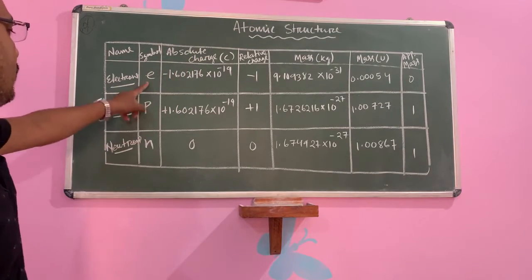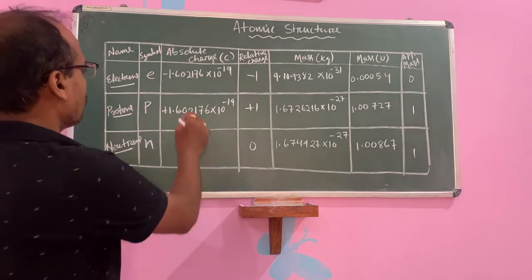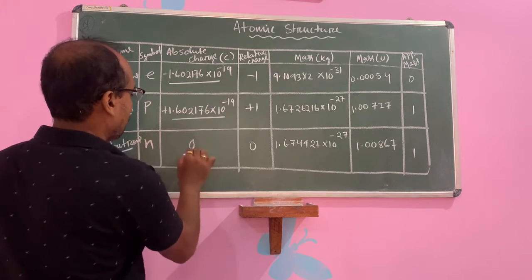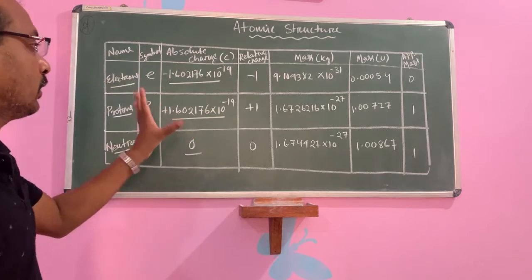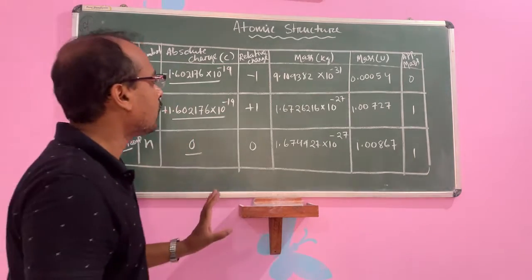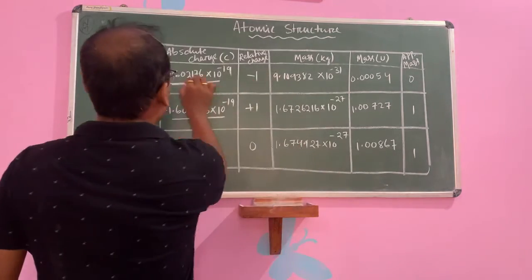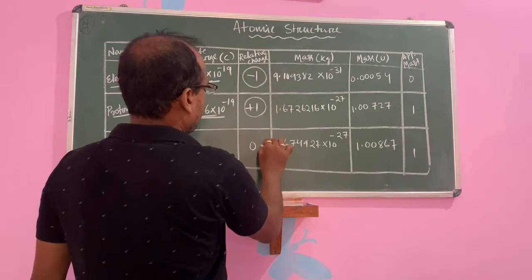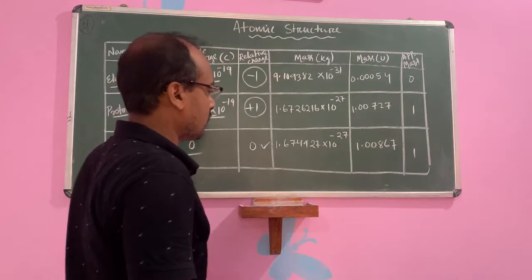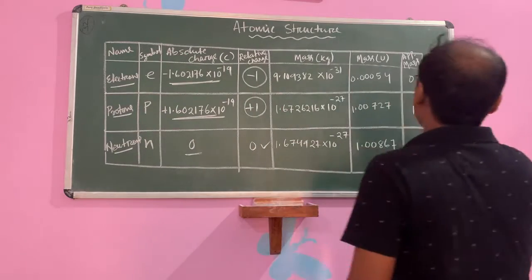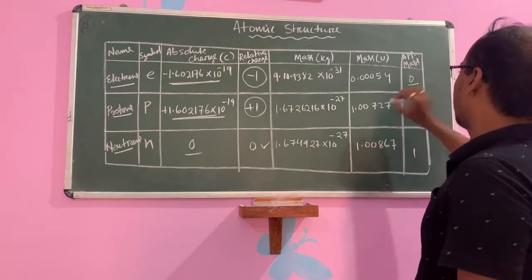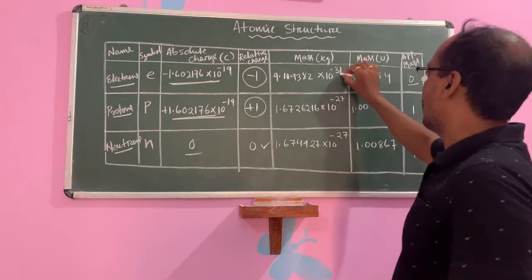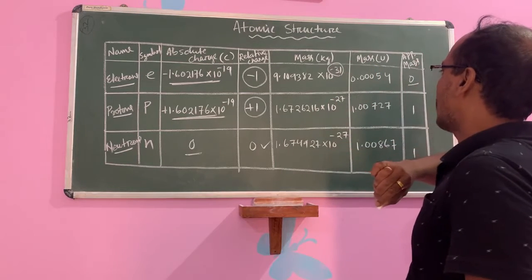Okay, symbol e, p, n, and you have to remember the charge. This table is most important. Okay, this charge is important. This relative charge is -1, +1. This one is 0. Neutron has no charge. Okay, and the approximate mass, electron has approximate mass 0. You see this value, this is 10^-31 kg.